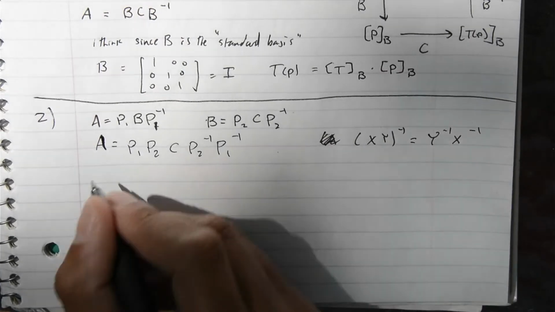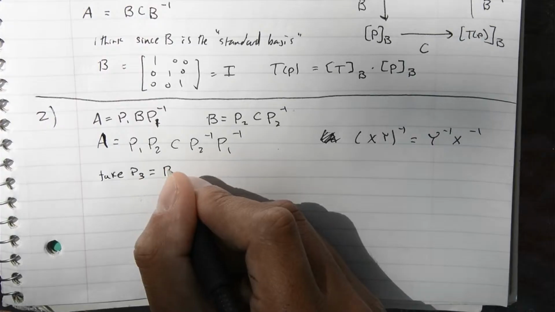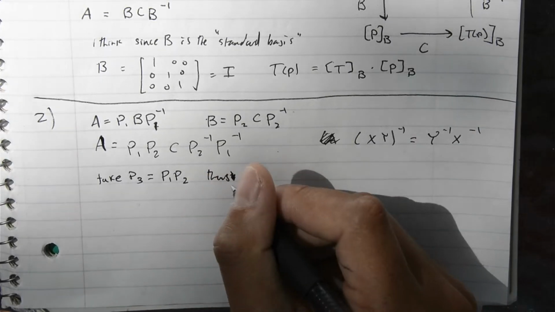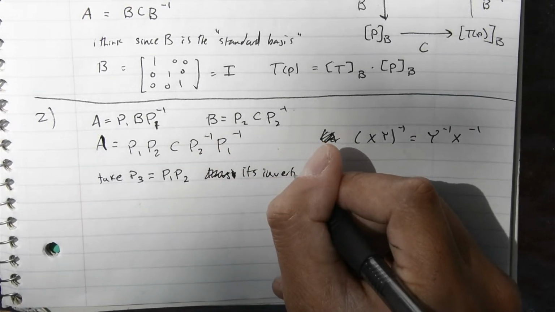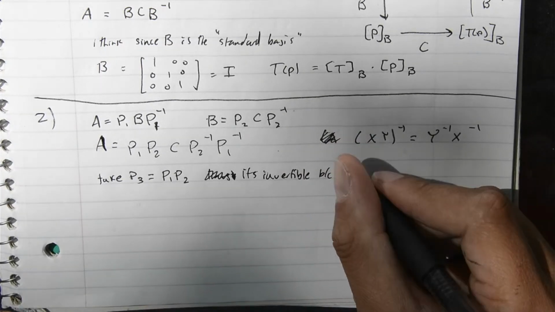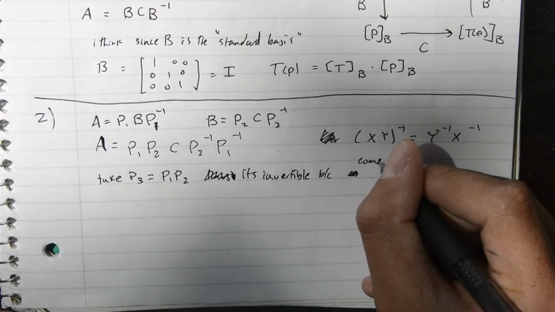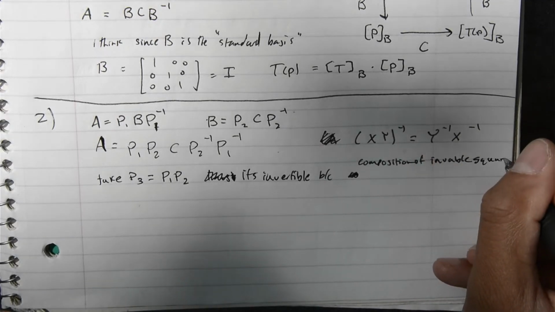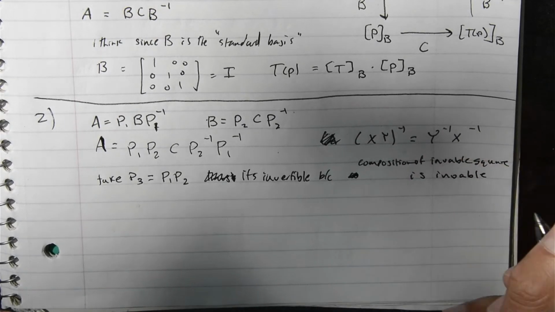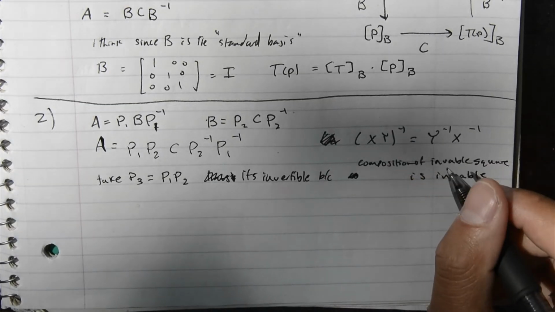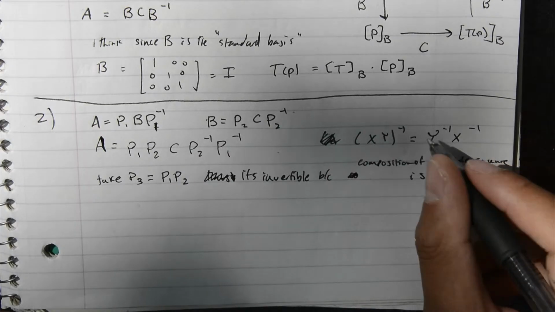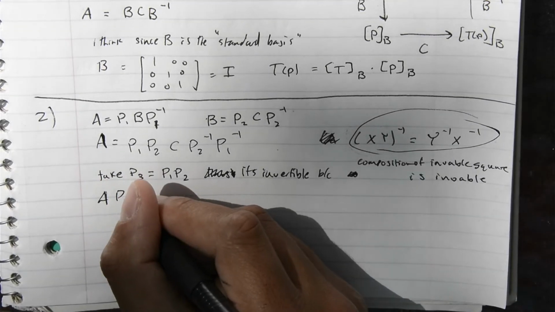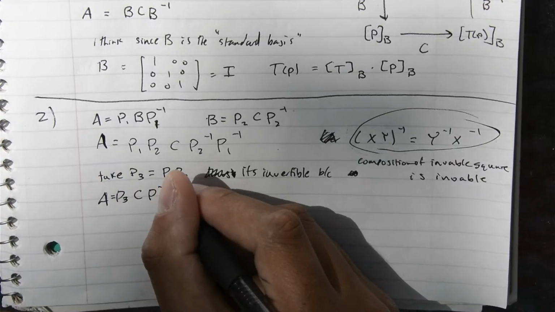Anyways, I'm pretty sure that this is true, so then we just take P3 equal to P1 P2, thus it's invertible because, is it actually always true that composition of invertible square matrices is invertible? So yeah, we need to do this proof, but it all relies on this proof, because then A is equal to P3 C P3 inverse.